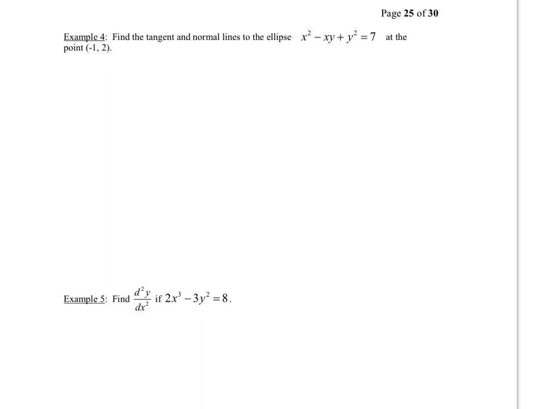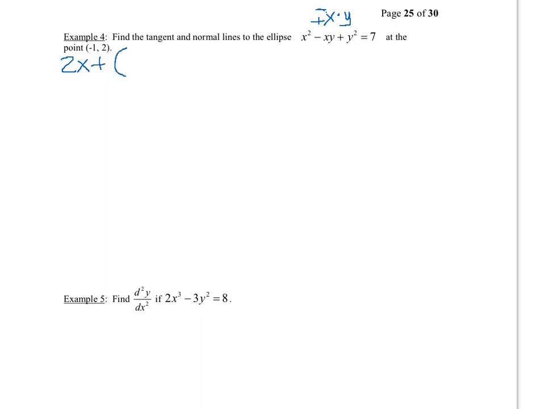Okay, let's see if you chose to try this on your own. Let's see how you did. If you take the derivative of x squared, you would end up with 2x. This negative xy, this is technically, if you want to think about it, you'd be adding a negative x times y. That's one way to think about it. So this is a product rule.